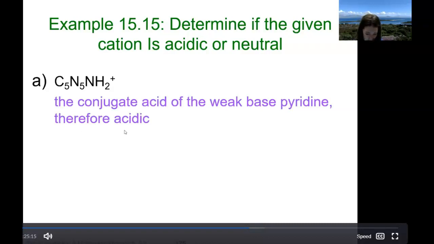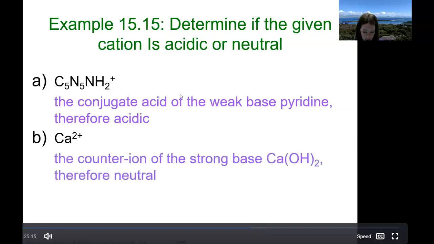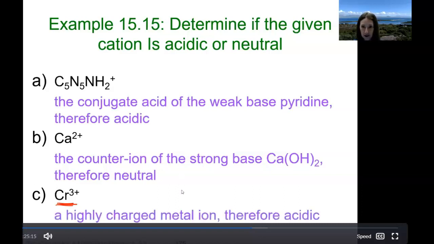Now, how about this one? Calcium 2+ comes from calcium hydroxide, which is a strong base. If calcium hydroxide is a strong base, that means that calcium is pH neutral. Chromium 3+. So the question is, is this going to be acidic or neutral? This would be considered a highly charged metal cation. So therefore, this is going to be acidic.